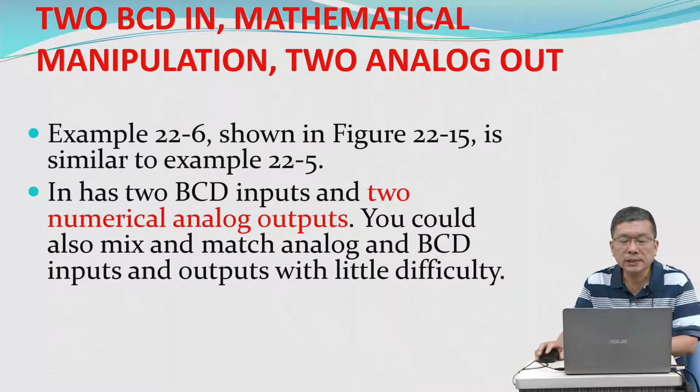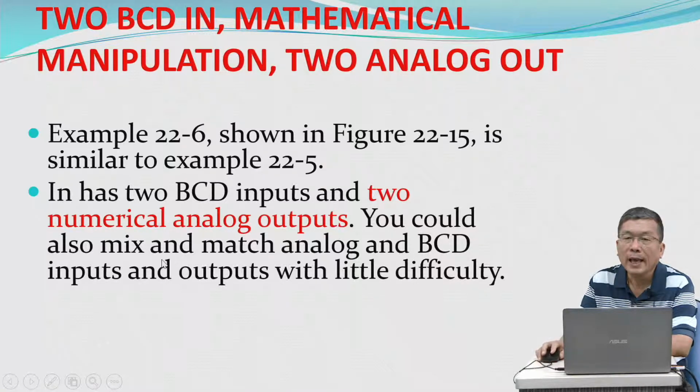Example 6 shown in figure 22.15 is similar to example 22.5. It has two BCD inputs and two numerical analog outputs. You could also mix and match analog and BCD inputs and outputs with little difficulty.